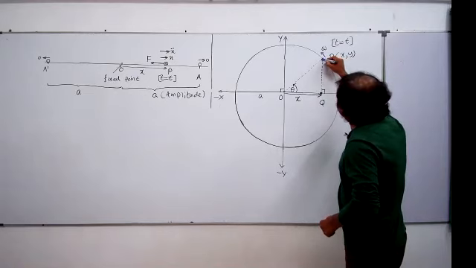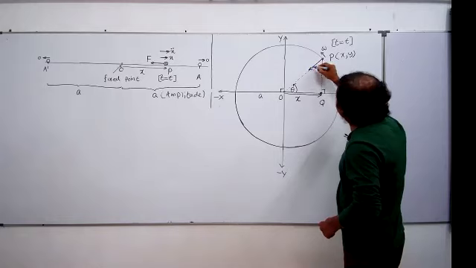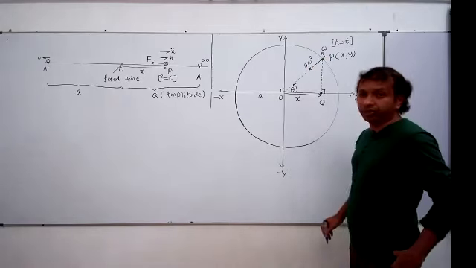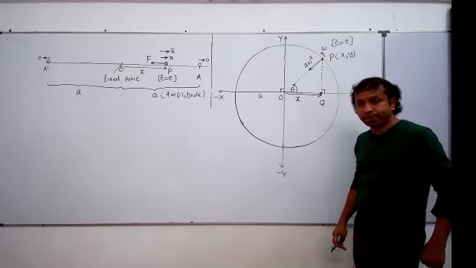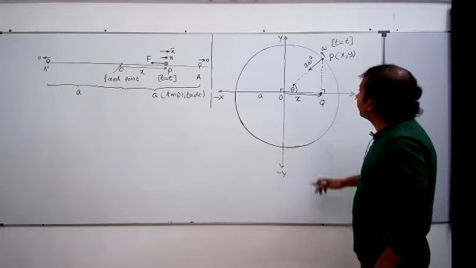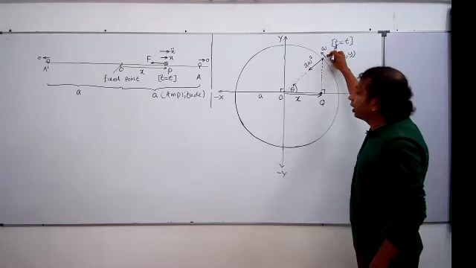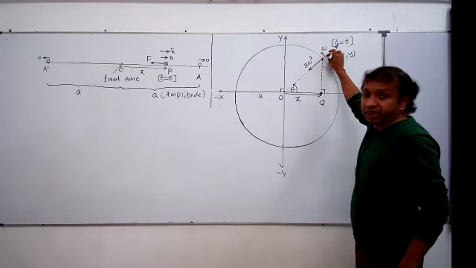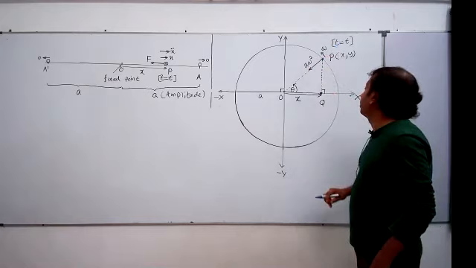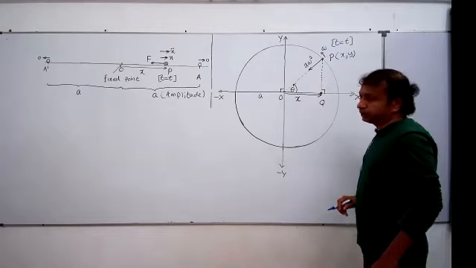You know, the centripetal acceleration is A omega squared, people. The radius is A. Omega is the angular velocity of the particle that moves on the circle. We know this, right? Now let's study the behavior like this.